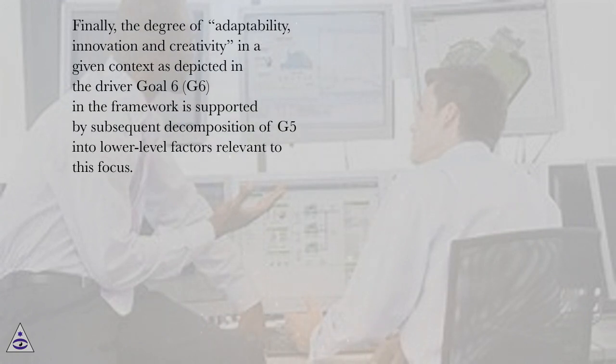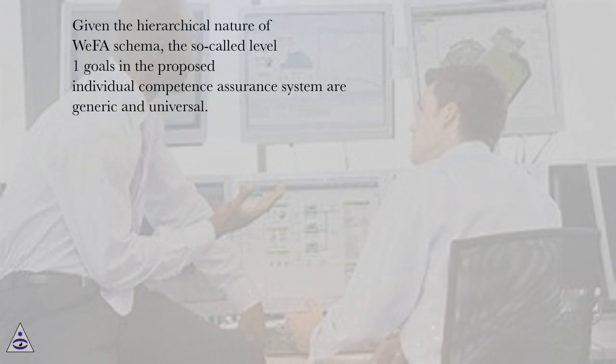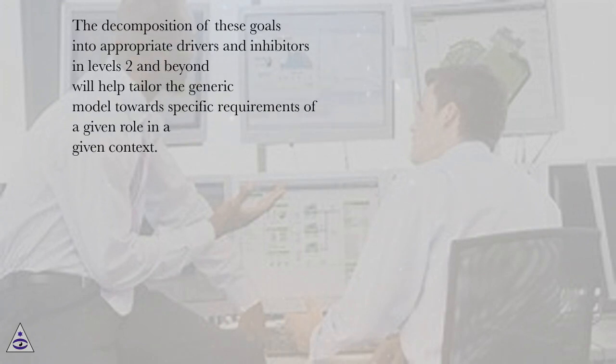Finally, the degree of adaptability, innovation and creativity in a given context, as depicted in the driver goal 6, G6, in the framework, is supported by subsequent decomposition of G6 into lower-level factors relevant to this focus. Given the hierarchical nature of the WFA schema, the so-called level 1 goals in the proposed individual competence assurance system are generic and universal. The decomposition of these goals into appropriate drivers and inhibitors in levels 2 and beyond will help tailor the generic model towards specific requirements of a given role in a given context.